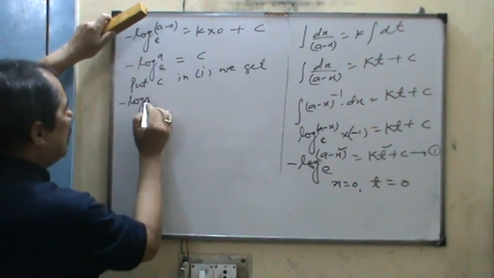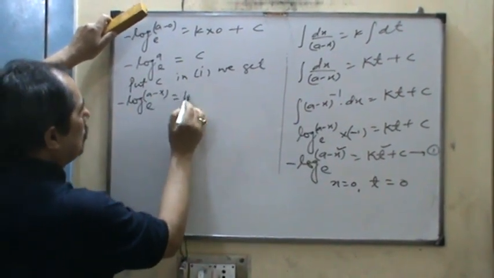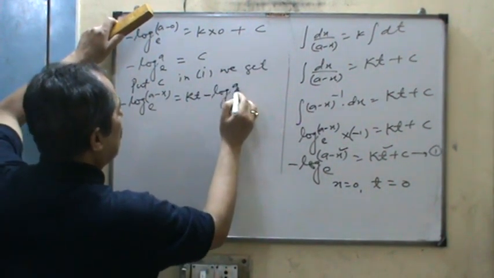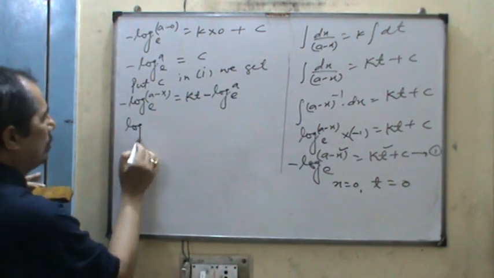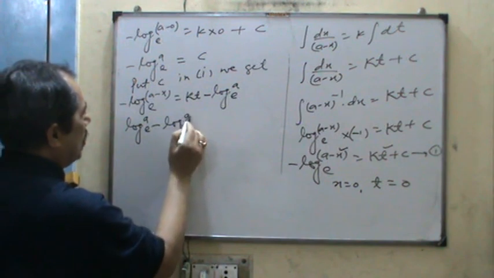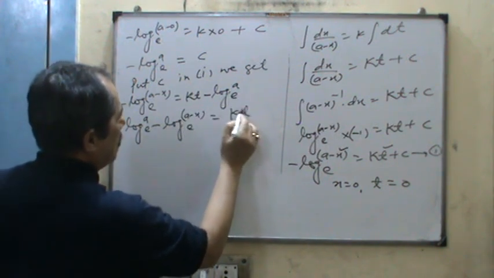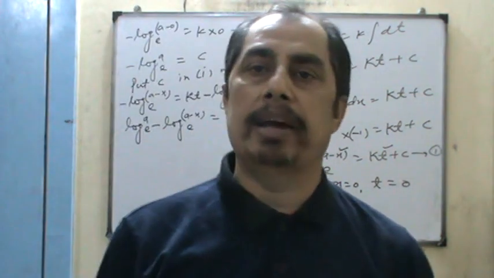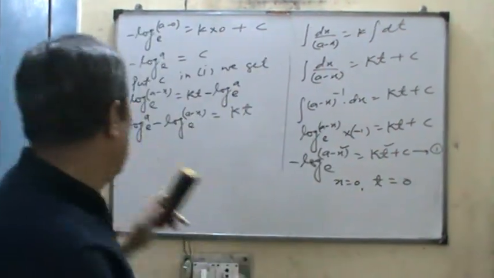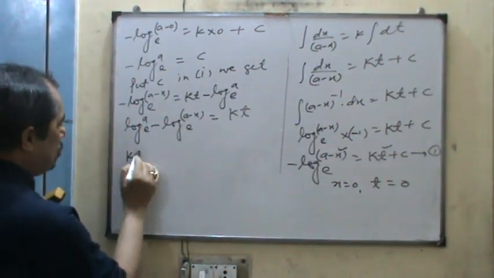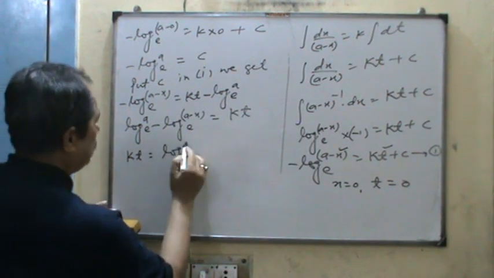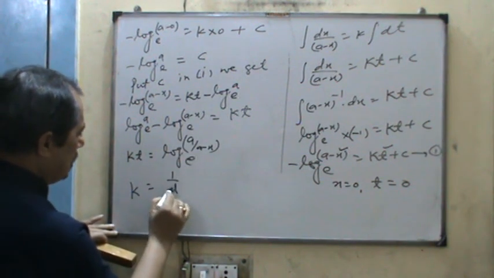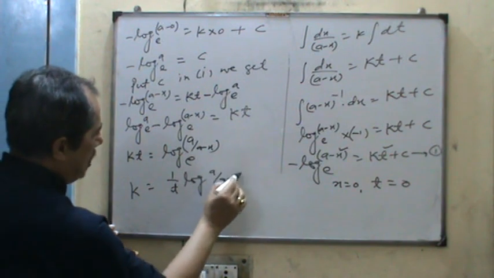We get minus log A minus x to the base e equal to kt minus log A to the base e. So log A to the base e minus log A minus x to the base e is equal to kt. You know in mathematics log m minus log n is log m by n. So kt is equal to log A upon A minus x to the base e, or k is equal to 1 by t into log of A upon A minus x to the base e.